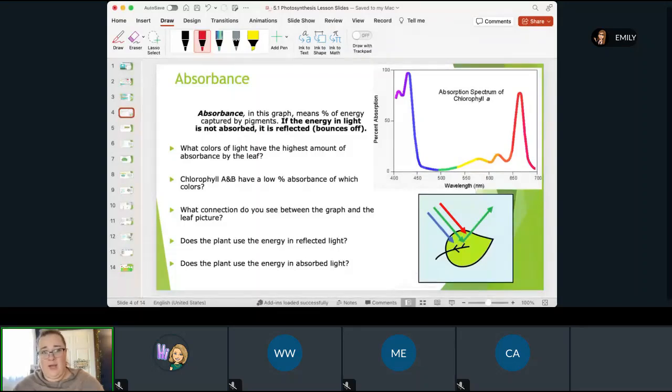Okay. So what colors of light have the highest amount of absorbance by the leaf? So looking at this graph, what colors get absorbed the most based on this graph right here?